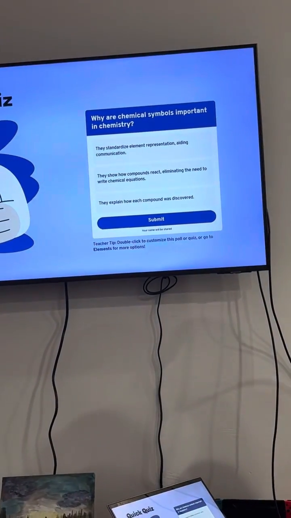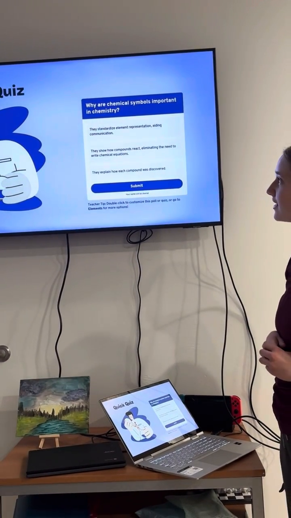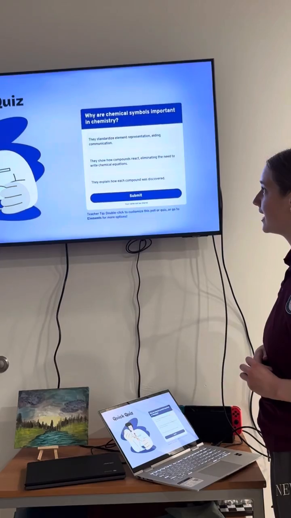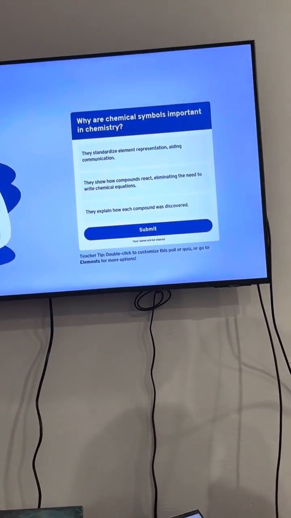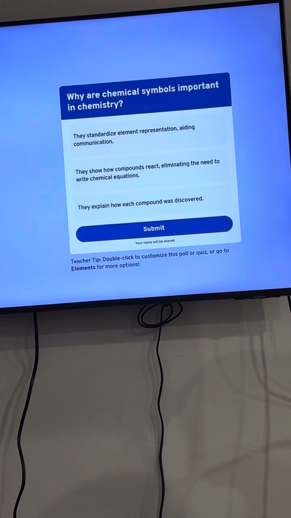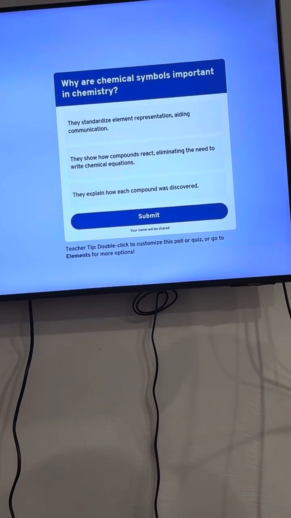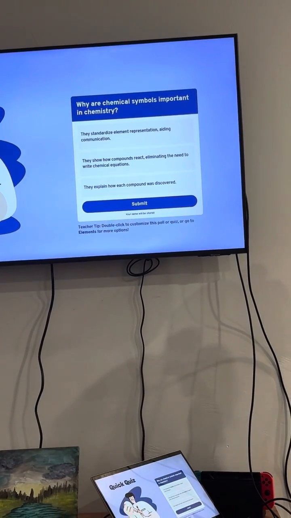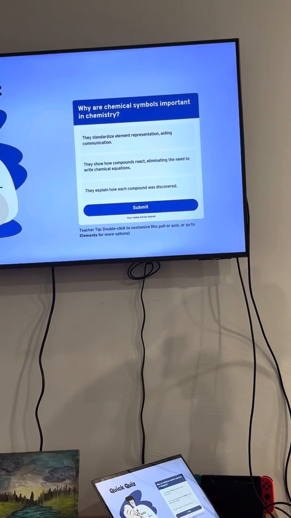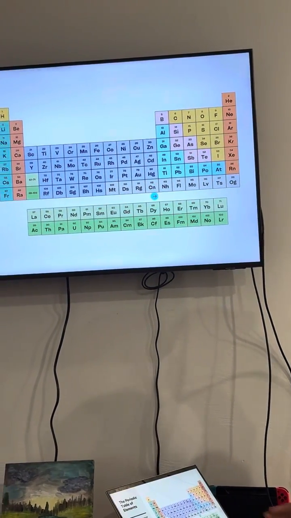A super quick quiz, class. Why are chemical symbols important in chemistry? A, they standardize element representation, aiding communication. B, they show how compounds react, eliminating the need to write chemical equations. Or C, they explain how each compound was discovered. What do we think, class? A. All right, let's check your answer. It is correct.